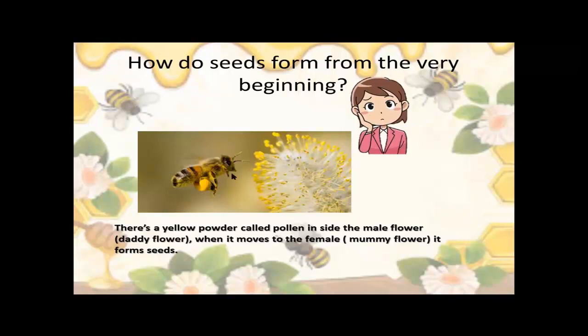And who moves this pollen? It can be the insect, unintentionally, through eating nectar. While it's eating nectar, this powder sticks to the body of the insect, and when this insect moves from one flower to another, it moves this pollen with it, and the mommy flower can make the seed.